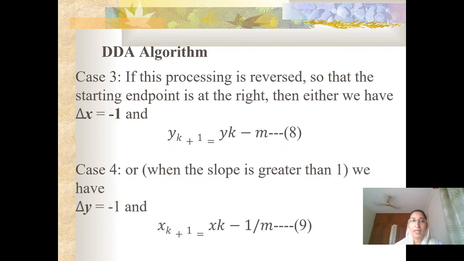Now case 3. If this processing is reversed, that is, case 1 is reversed and the starting endpoint is at the right, we have delta x is equal to minus 1. In that case, the next y value can be calculated as the previous y value minus m. That is equation number 8. Now case 4 is the reverse of case 2, that is, slope is greater than 1. We have delta y is equal to minus 1, and the next x value is calculated as the previous x value minus 1 by m. Put it as equation number 9.